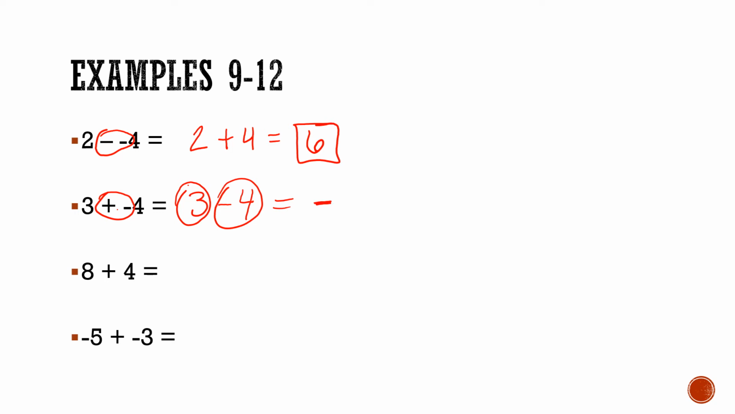And then since they have different signs in front of them, because this 3 has an imaginary positive sign there, so since one is a positive and one is a negative, they have different signs, which means we subtract the two numbers. So 4 minus 3 is 1, which gives us an answer of negative 1.